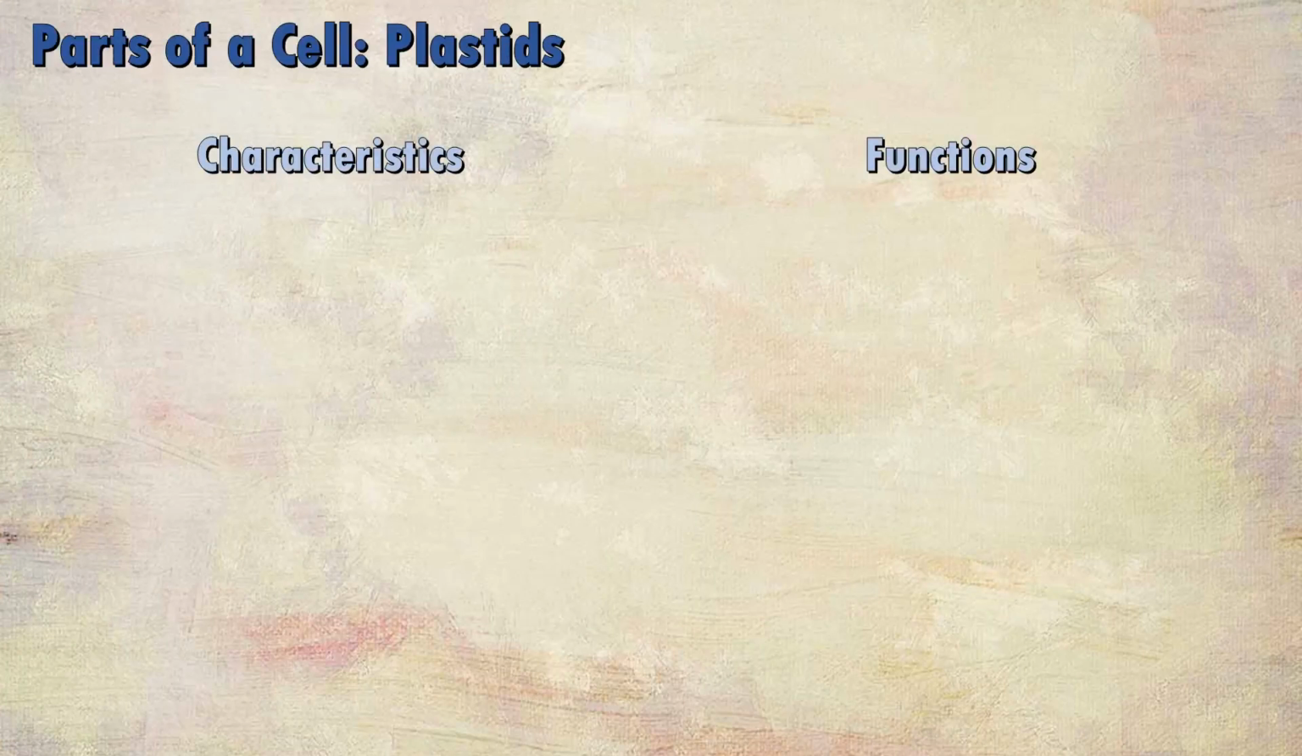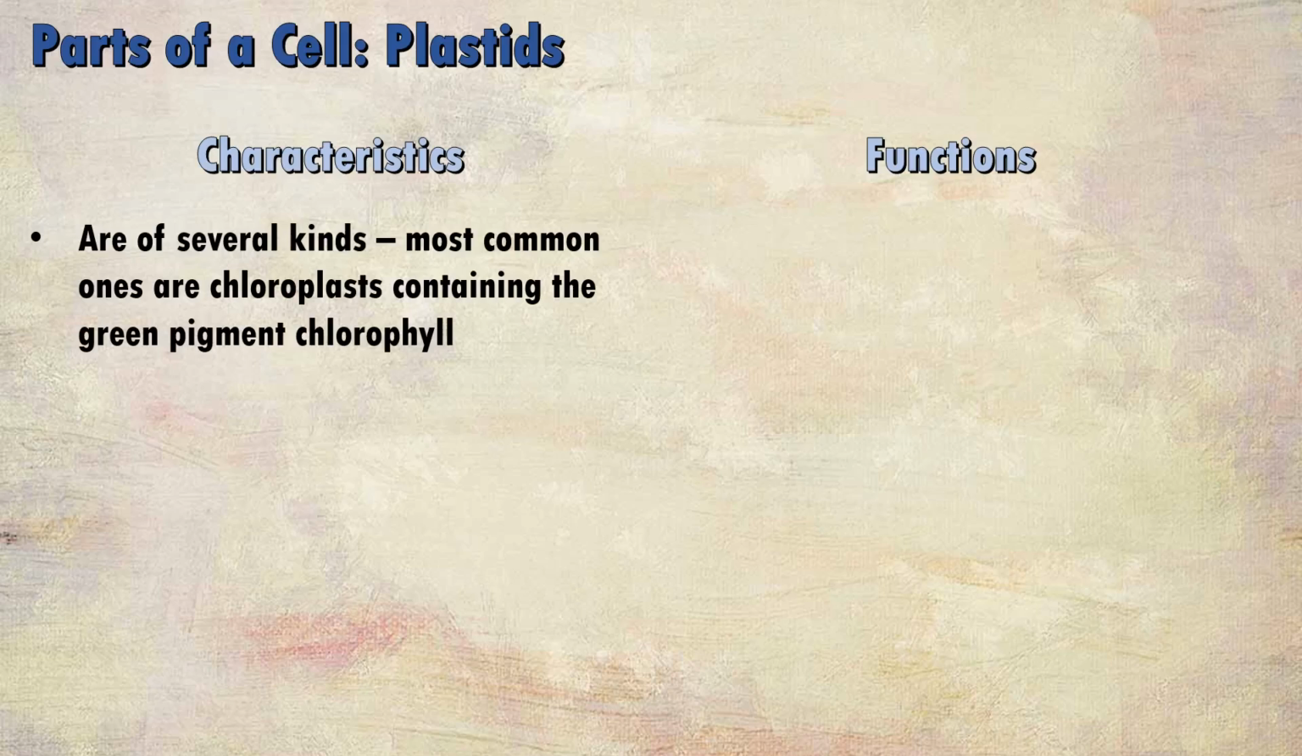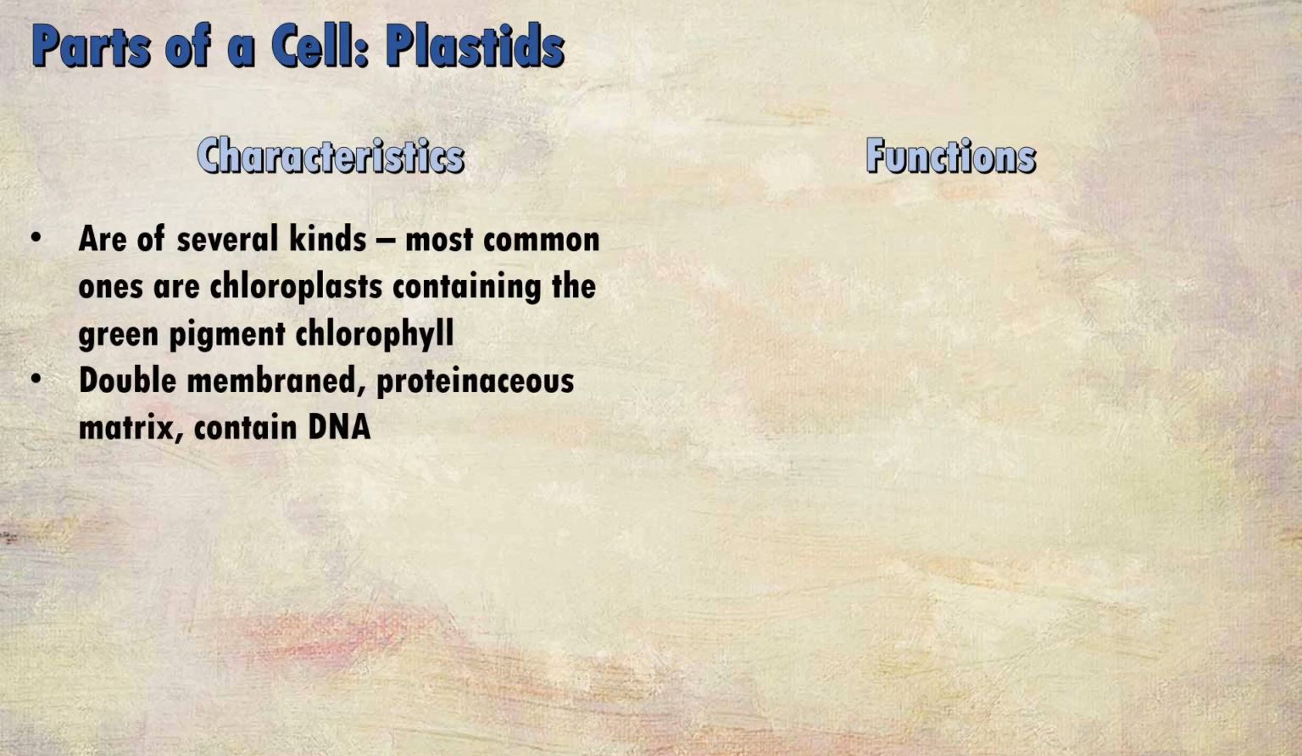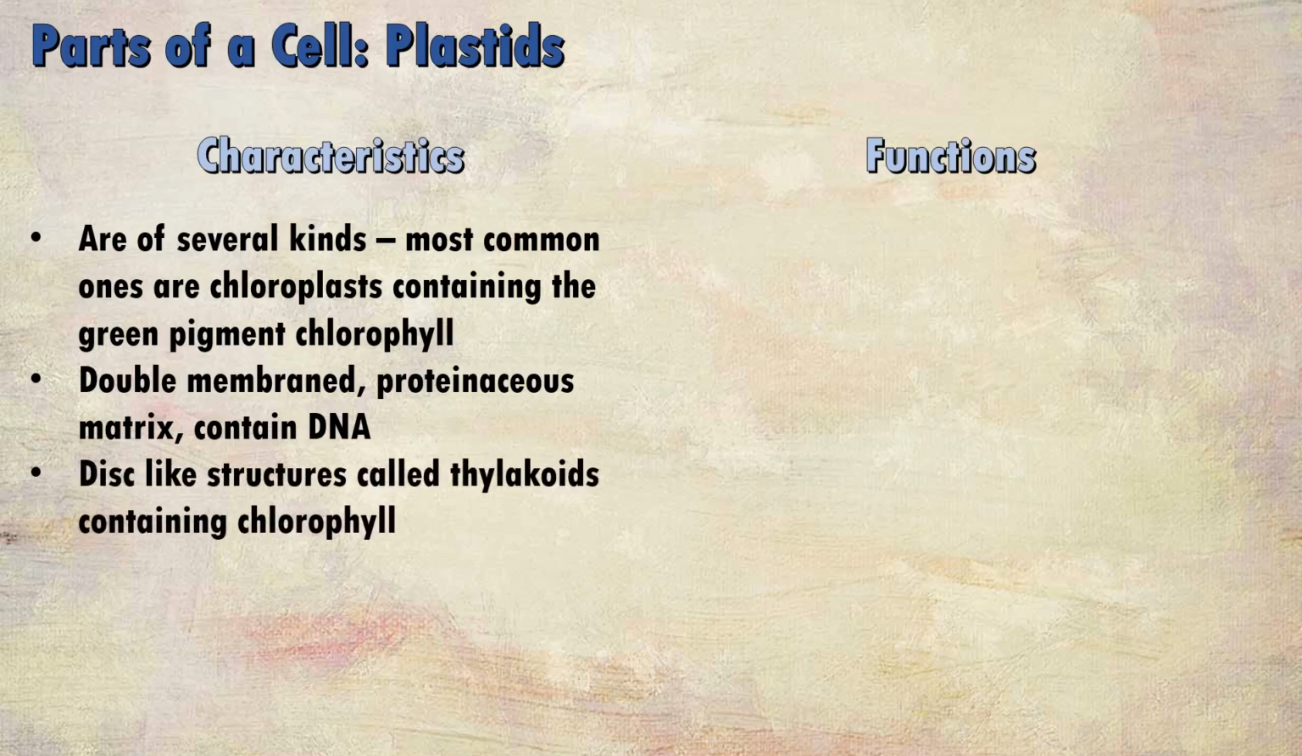Next is plastids. The characteristics are, they are of several kinds. Most common ones are chloroplasts containing the green pigment chlorophyll. They are double-membraned, proteinaceous matrix, and they contain DNA. They have disc-like structures called thylakoids containing chlorophyll.